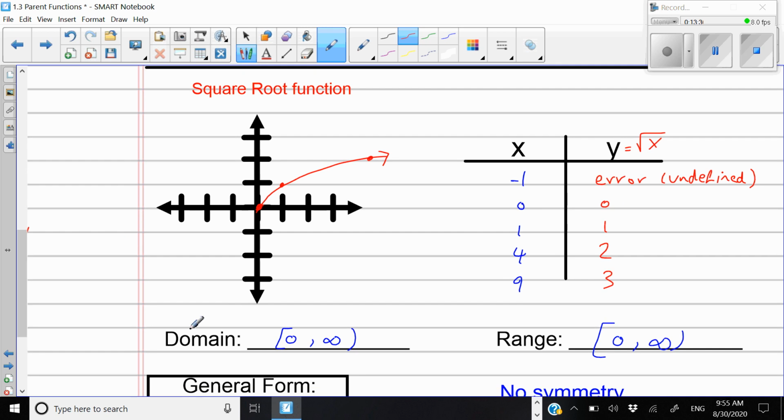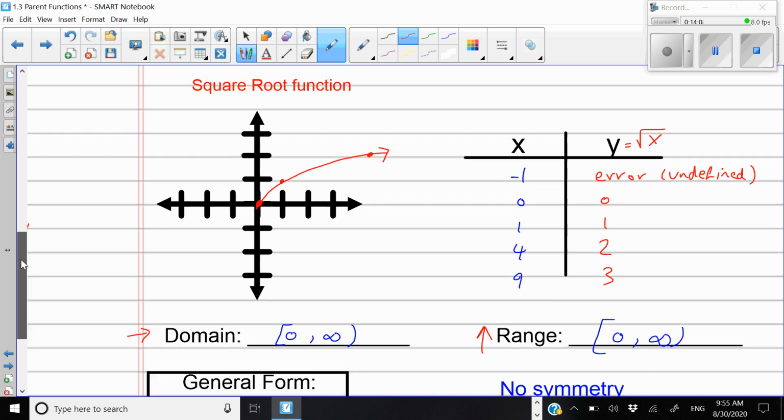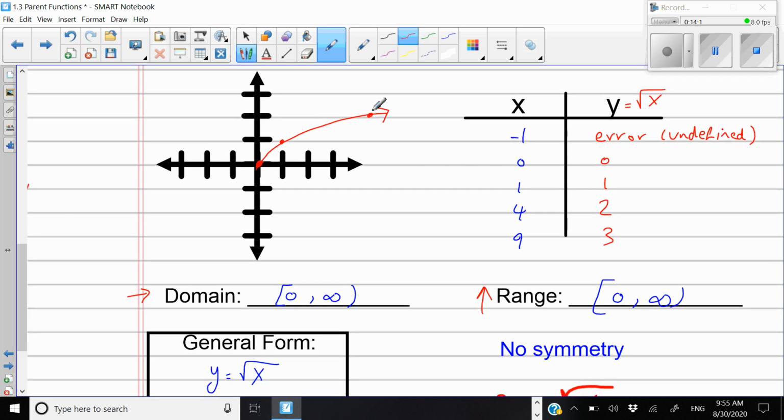So domain of the function, as I move from left to right, I see that I don't see anything on the left side of the x-axis. The negative x's are not covered. So start from 0, bracket, and goes to infinity. From the right side, all the x values are covered. For range, I move bottom to top, and negative y's are not covered. Starts from 0. 0 itself is included, so I put bracket, and then it's going to continue to cover all the positive values. So to infinity. We don't see any symmetry here.